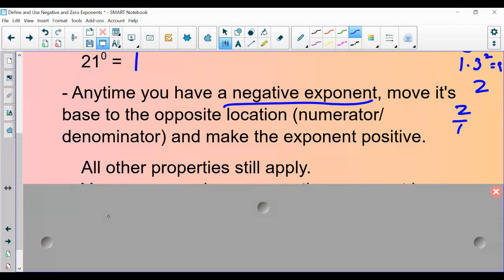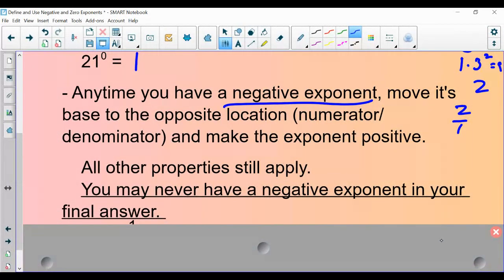All other properties will still apply with negative exponents. I'll show you what I mean by that in a little bit, but all the properties that we learned from the first two sections still apply even if you have a negative exponent. But the big key is you can never have a negative exponent in your final answer.